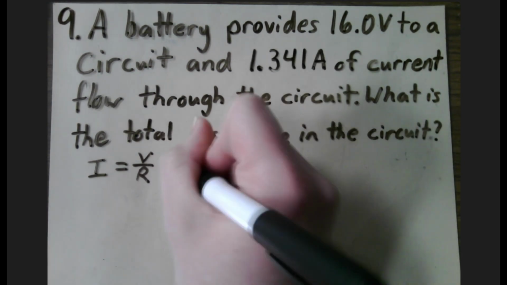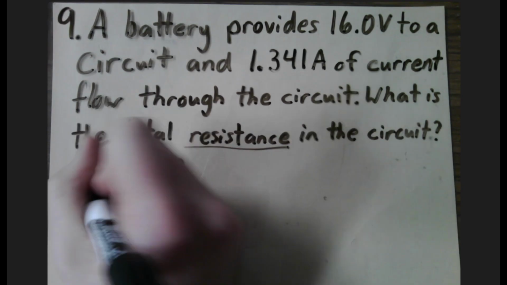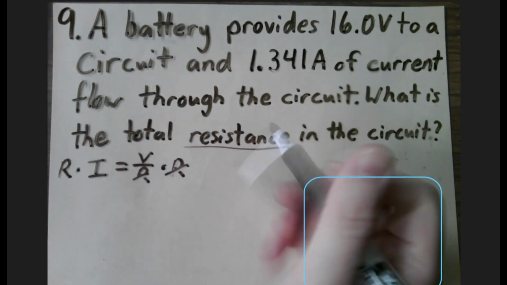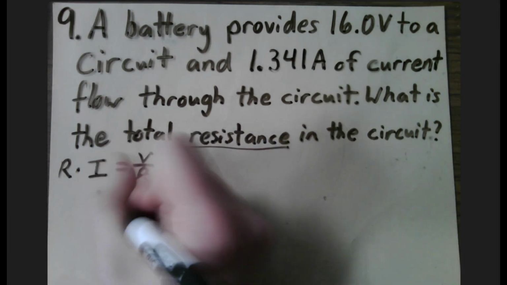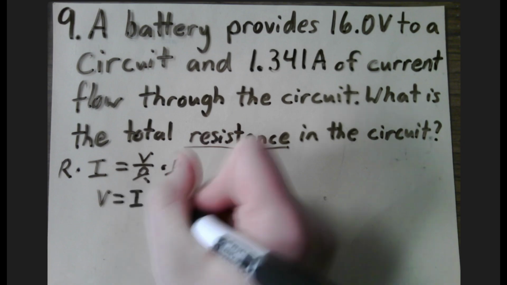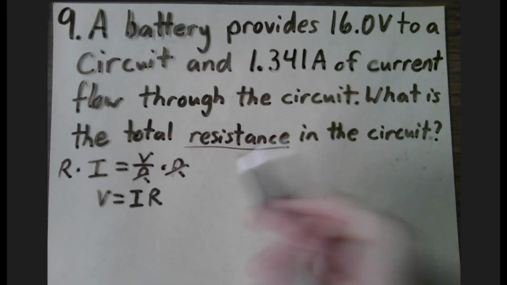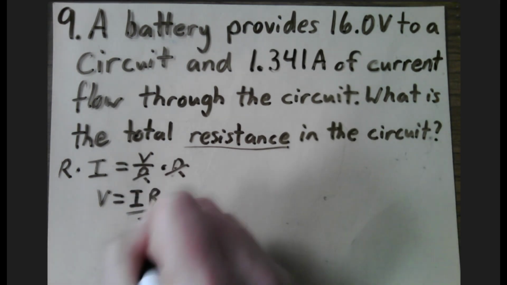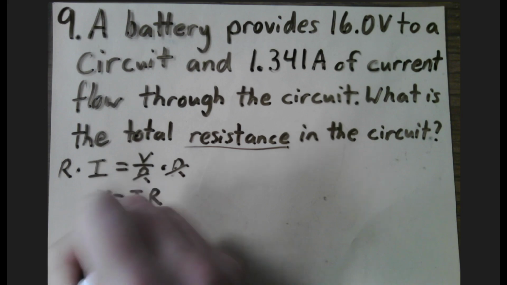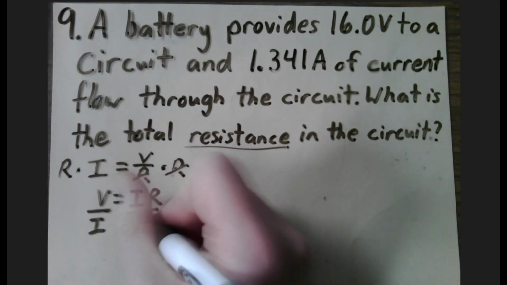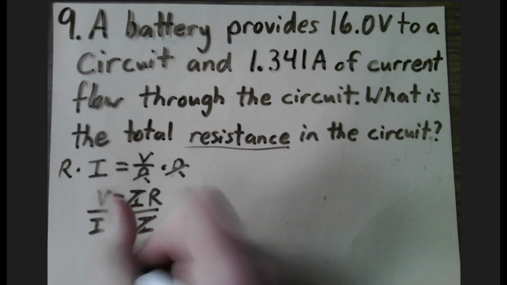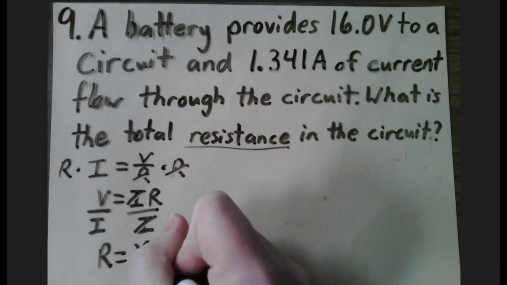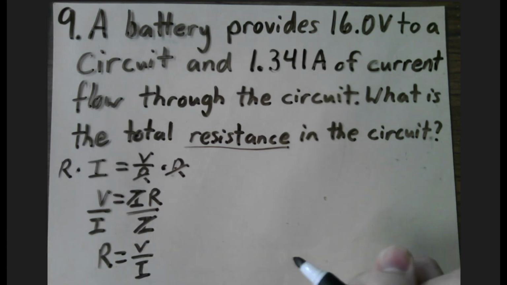So we have to multiply our resistance on both sides. These two cancel out, and we are left with voltage equals current times resistance. But we need to get resistance by itself. So we're going to divide by current on both sides. Those two cancel out, and we are left with resistance is equal to voltage divided by current.